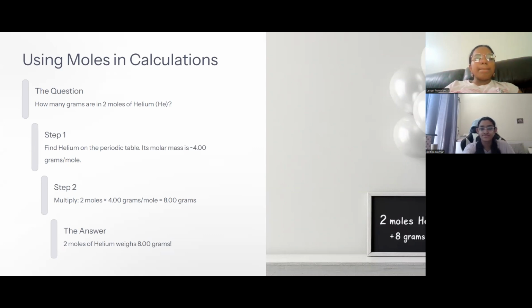Step 2, multiply 2 moles times 4.00 grams per mole. And that gives you the amount of grams, which is 8.00 grams in this case. The answer, you would write it in this format: 2 moles of helium weighs 8.00 grams.